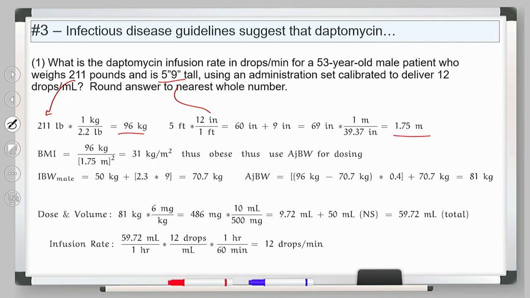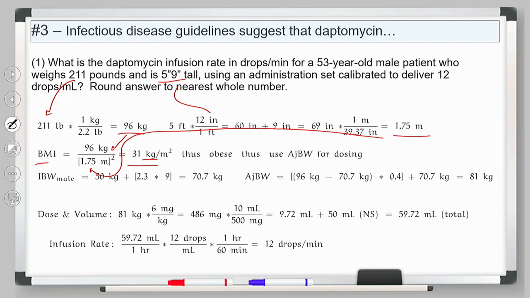Why? Because the BMI formula uses their actual weight and their actual height in meters, and calculates the BMI, the body mass index: the weight in kilograms divided by the height in meters squared. All right? And that came out to be 31. If you remember, we said above 30 is considered obese. Since they're 31, it means we have to use the adjusted body weight for their dose.